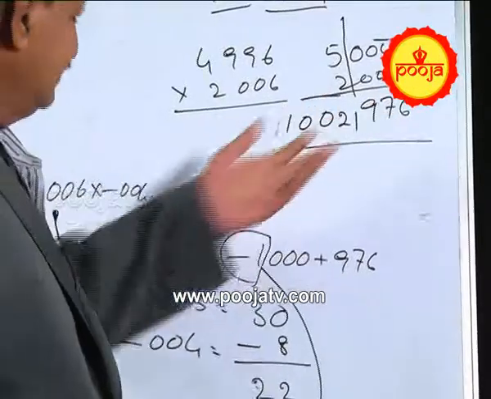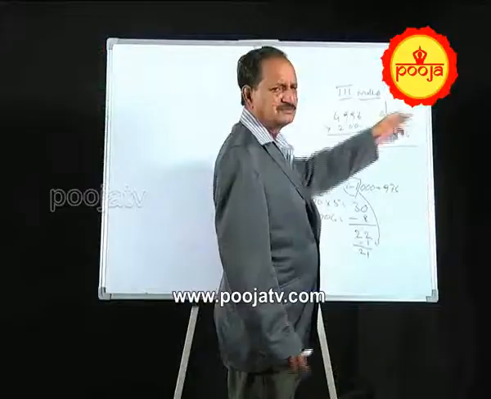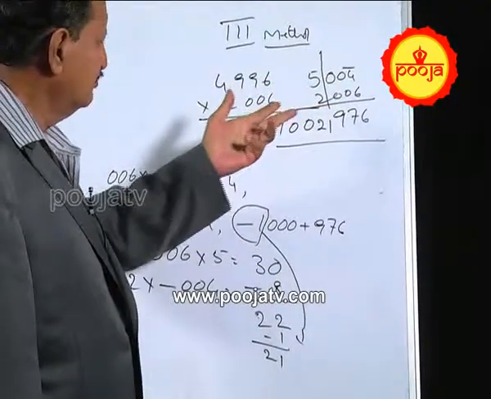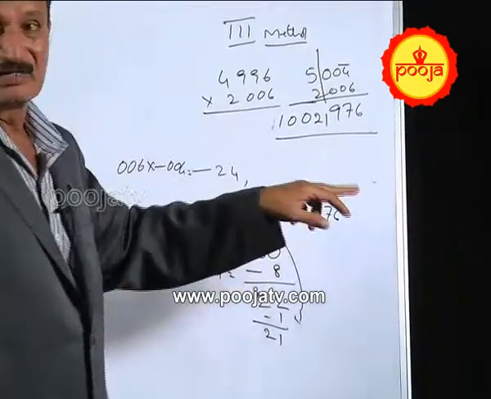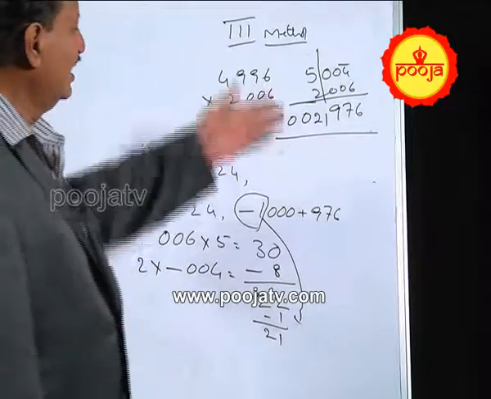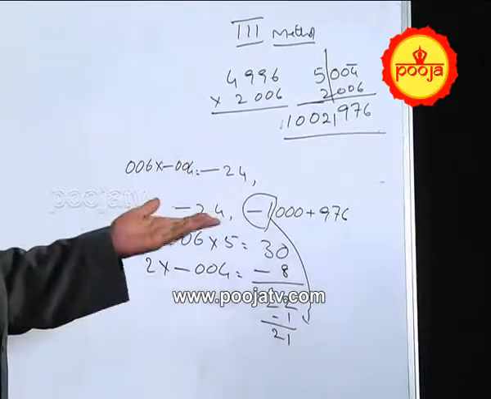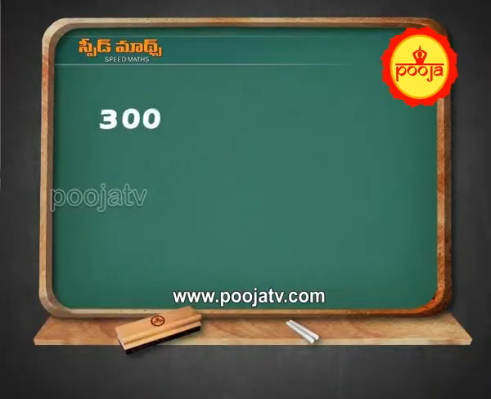Okay. Now, cross multiply, all these things are not necessary. 6 into 5, 30, 2 into minus 4, minus 8, simply 30 minus 8, 22, and this minus 1 is outside, 21. Write 021 because always you have to take 3 digits, and finally 5 into 2, 10, that is the answer. I hope it is quite clear to you, and let us do one more problem. 3007 into 5998.